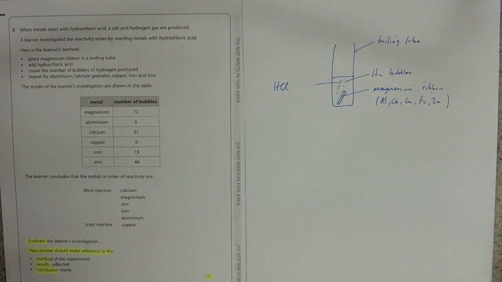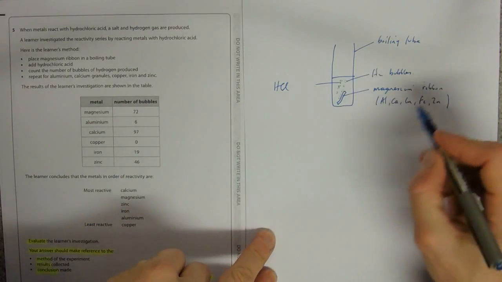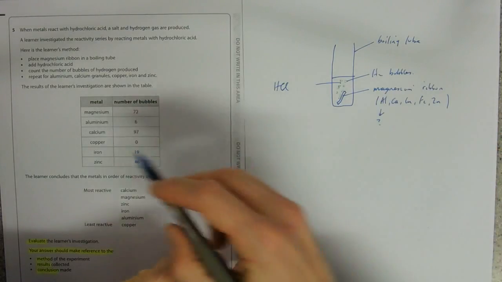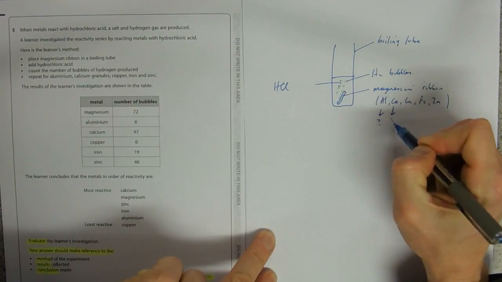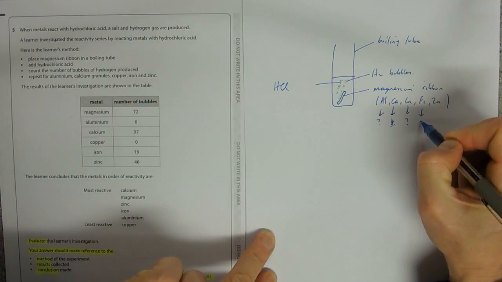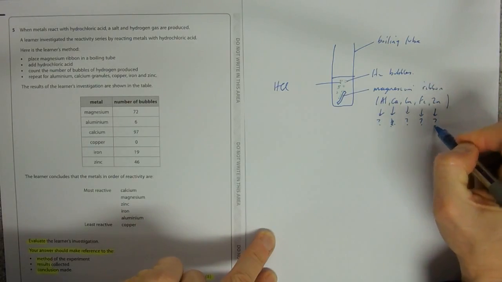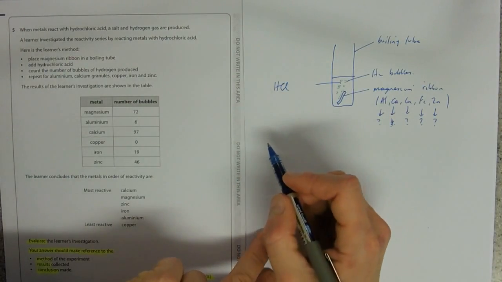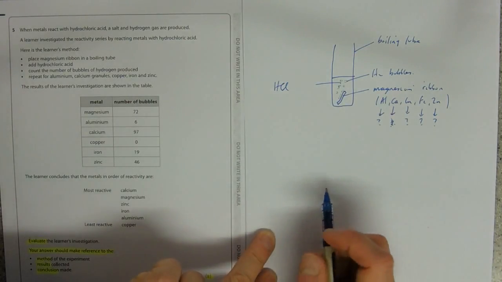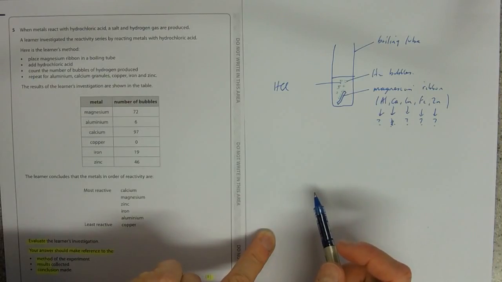So what problems can we find with this method? Well, we've got magnesium ribbon, but what about the aluminium? We don't know what that is. Is it foil? It says calcium granules, so that is in little bits of calcium. Copper, we don't know. Iron, don't know, but there might be filings, who knows. Zinc, don't know. So our first point is that the metals might be different sizes or surface areas, which might affect the experiment. So this is really talking about controlled variables.